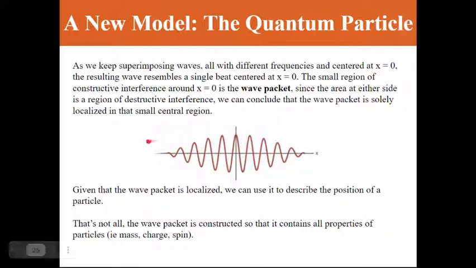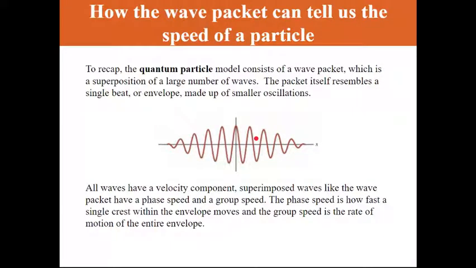And believe it or not, with this model, which is just a bunch of waves added together, not only can we get the position of a particle, but all the particle's properties can be derived from the superposition. So, summary: the quantum particle model is a particle described as a wave packet, a superposition of a lot of waves. And the whole packet just resembles a single beat. You can think of this as a true form of a particle.